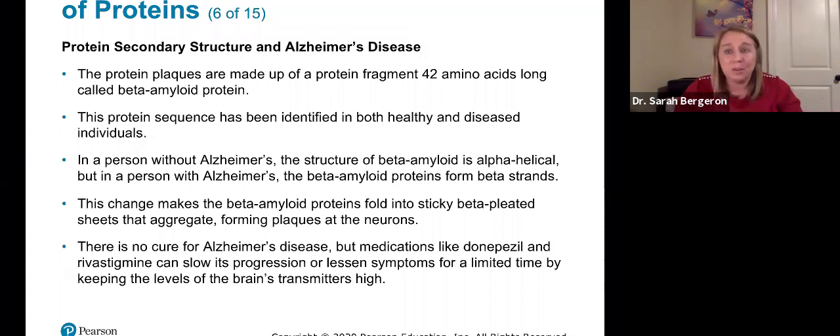And so we don't know how to fix it. There's no cure for Alzheimer's disease. You can slow the progression with drugs. You can lessen the symptoms for a limited amount of time by regulating the brain's neurotransmitters, but we don't have a cure for it.